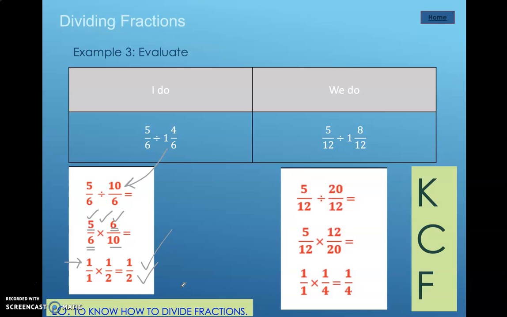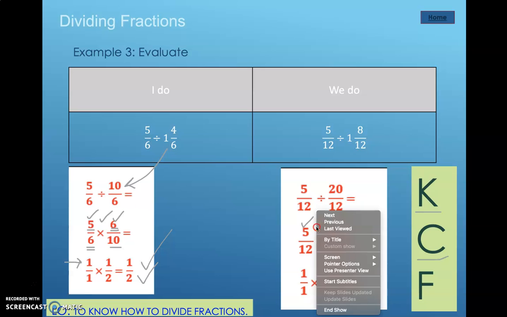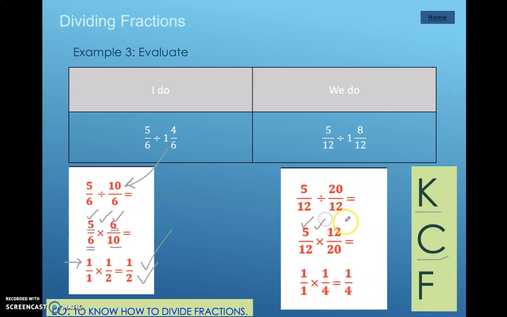If you can now pause the video, spend 30 seconds trying to solve the we do. So now let's have a look. So 5 over 12 stays as is, we keep that. We then change the symbol, so it goes from divide to times. And then we flip our 20 over 12 and it becomes 12 over 20. Again, cross simplify to make things easier. So we've got 12 and 12 there. So they can both be divided by 12 and they'll both become 1.